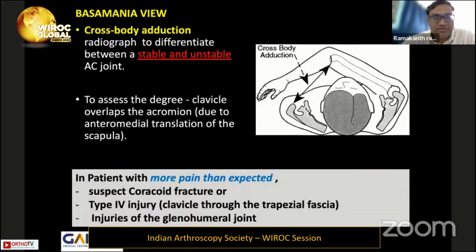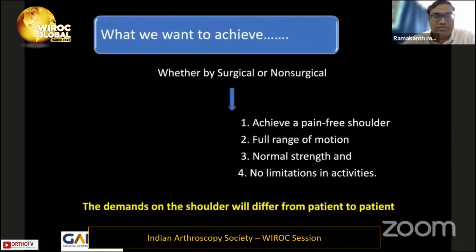And the Basamania view will help in differentiating type 3 as stable or unstable dislocation. It is based on the degree of clavicle overlap over the acromion process. So when the patient's pain is out of proportion, we need to suspect a coracoid fracture, type 4 injuries, or injuries to the glenohumeral joint.